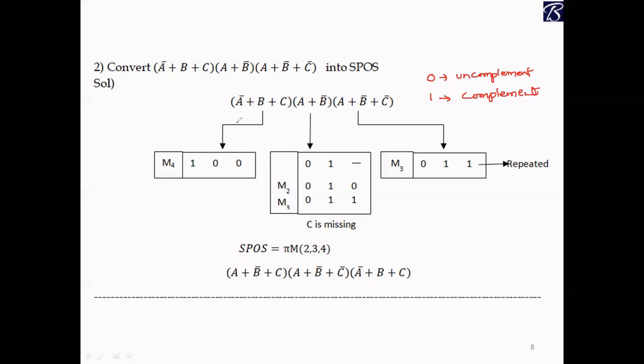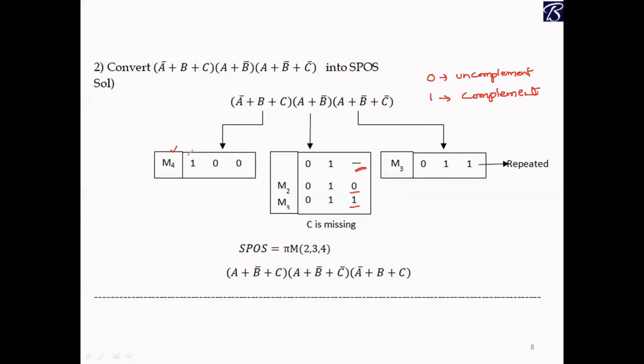So using this notation, you write this A bar is a complement, that's why write 1. B, C means 0, 0. Here C is missing, so this A means 0 because it is uncomplement. There is a complement here, that's why 1, and C is missing, take hyphen. So here A, that is 0, B bar means 1, C means hyphen. Now for this hyphen, write the combination 0, 1. Now write the max terms, 1, 0, 0.